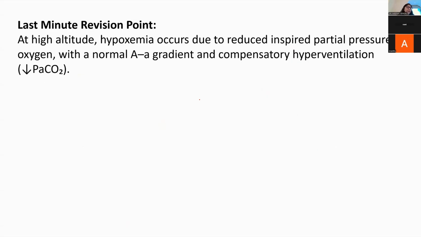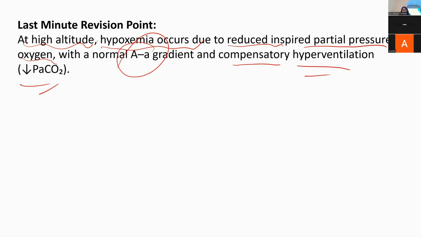So, what is your LMRP? At high altitude, hypoxemia occurs due to reduced inspired partial pressure of oxygen with a normal gradient and compensatory hyperventilation. I think we all are clear till here.